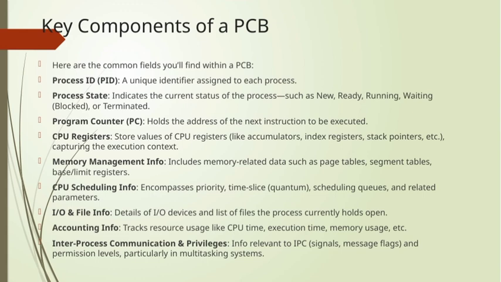Next, the accounting info tracks resource usage, including CPU time, execution duration, and memory consumption. This data is useful for billing, optimization, and monitoring system performance. Lastly, the inter-process communication and privileges section stores information related to IPC, such as signals and message flags, along with permission levels. This is especially important in multitasking environments where processes need to communicate and share resources securely.